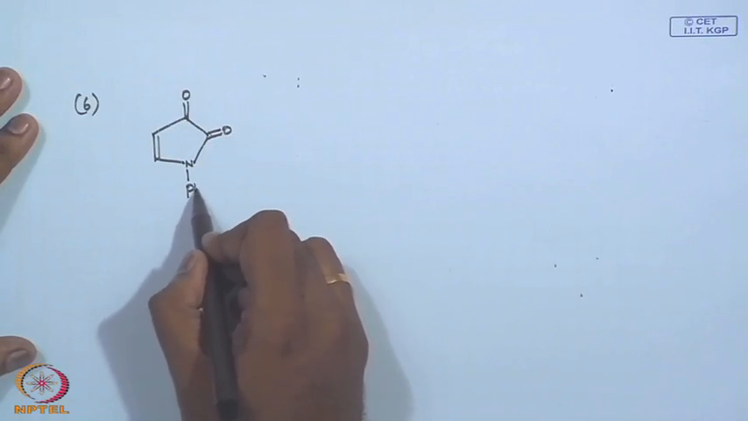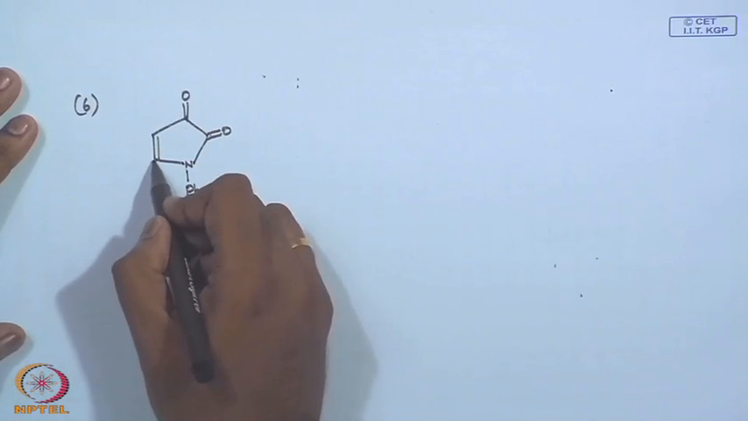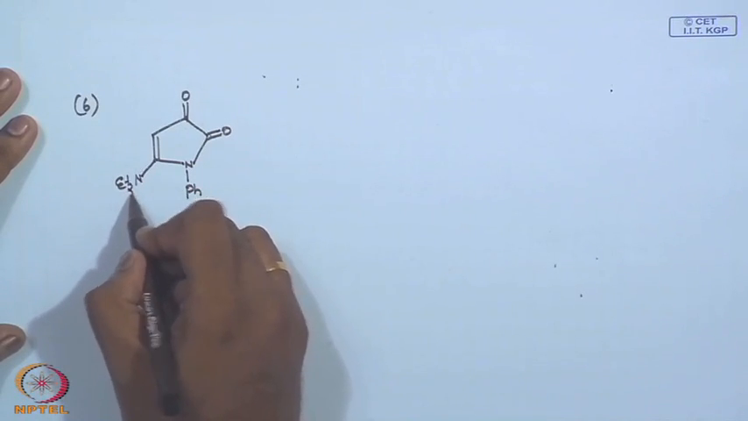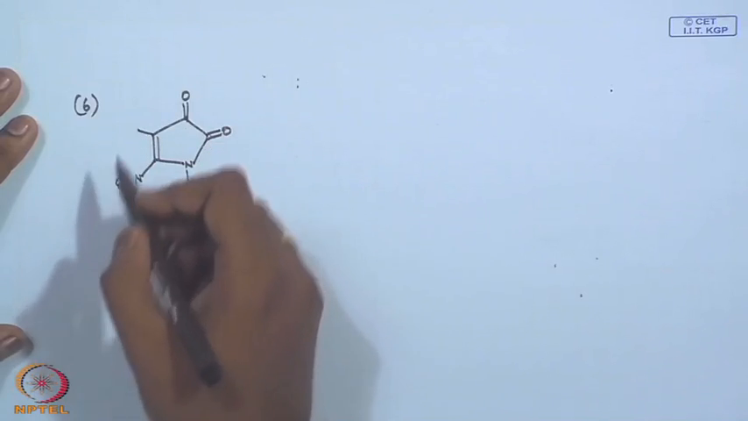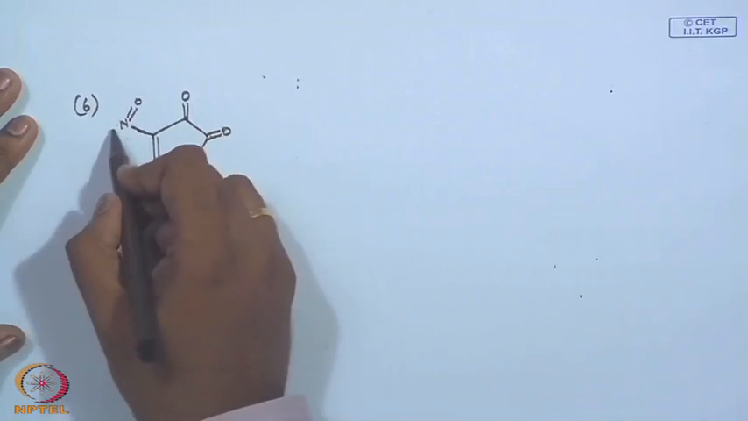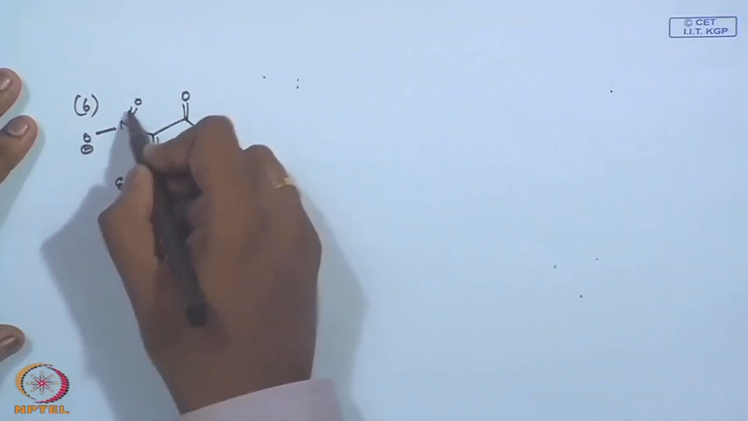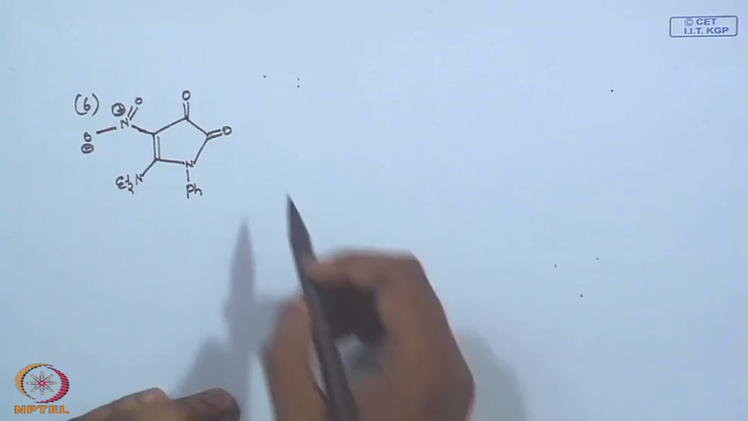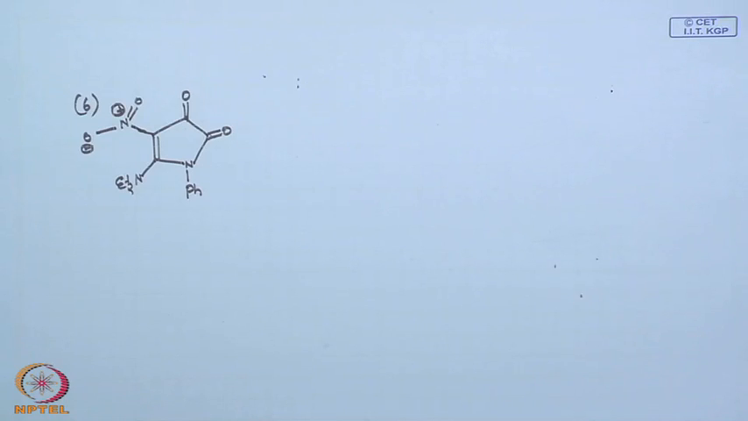N, you have a phenyl here. I can have N diethyl and then my nitro. Here is my nitro, O minus plus. So I am taking a molecule like this. Now tell me, because it is a diketone type of system, it is a proper diketone.